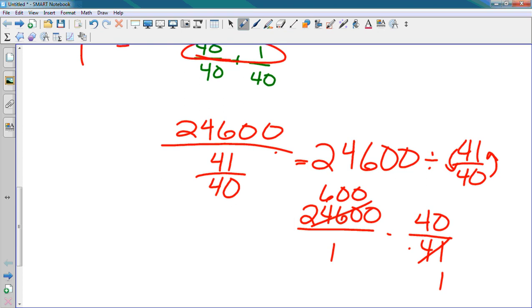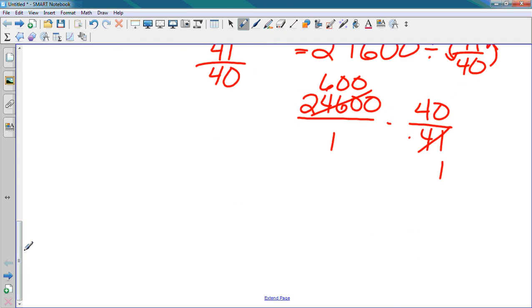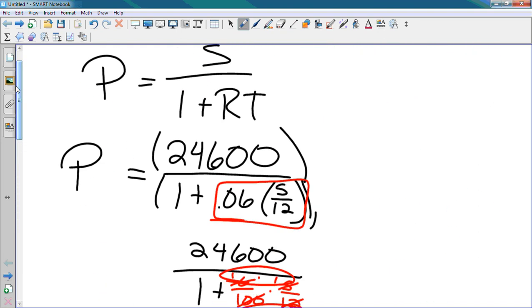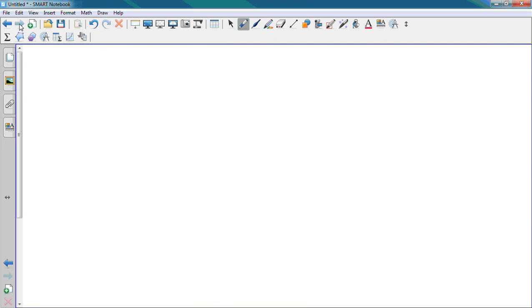So if this is divisible by 41, I can divide both of them by 41. All I did was divide 24,600 by 41, and I got 600. Now I can multiply 600 by 40 easier than I can multiply 24,600 times 40 divided by 41. Yep, so I have 24,000 over 1, because I multiply 600 times 40, it'll be 24,000, and then 1 on the bottom just gives it over 1. So that is nice. P is 24,000. Okay, so that was number, what number was that? 19. I'll label that.